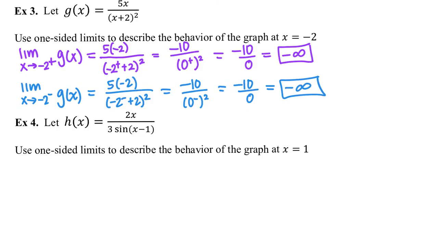Let's do one more weird one. Okay, last one: let h of x equal 2x over 3 times the sine of (x minus 1). Describe the end behavior of the graph at x equals 1. If I plug in x equals 1, I get 3 times the sine of 0, which gives me a 0 in the denominator. So this would produce an asymptote. Even though we have not graphed this function before, we can still figure out the behavior.